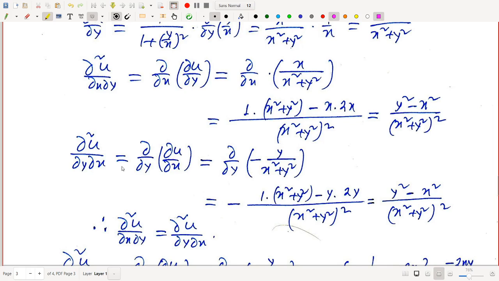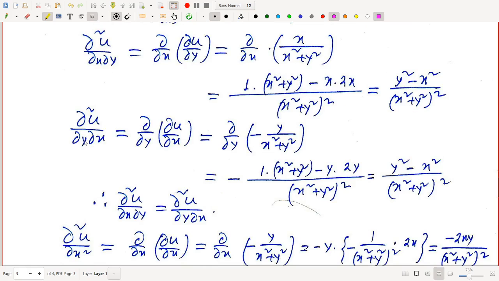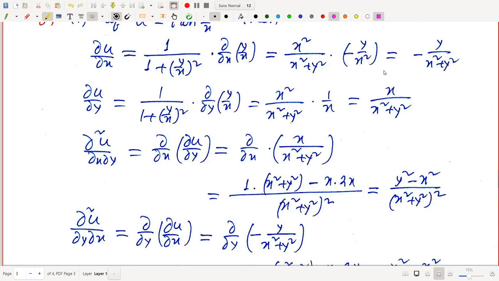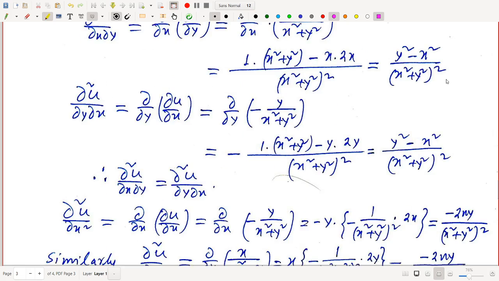Similarly, if we want to find del square u by del y del x, the reverse order, it is del y of del u by del x. So del u by del x we have already calculated here: minus y by x square plus y square. So it is minus y by x square plus y square. But here it is del y, meaning partial derivative with respect to y. So again we have to apply the quotient rule. Let us keep the minus sign here.